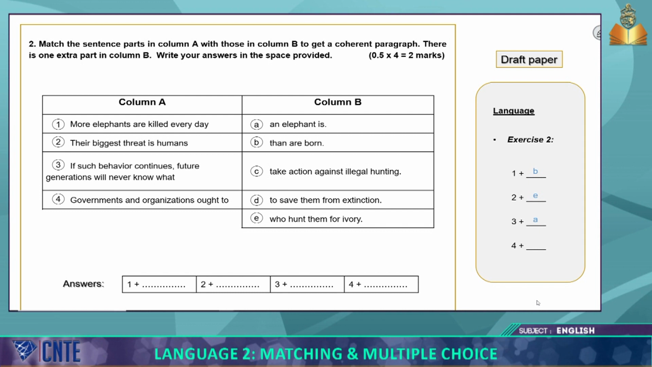Do you remember the rule? What should we have after ought to? The base form. The only alternative in column B that starts with the base form is C.